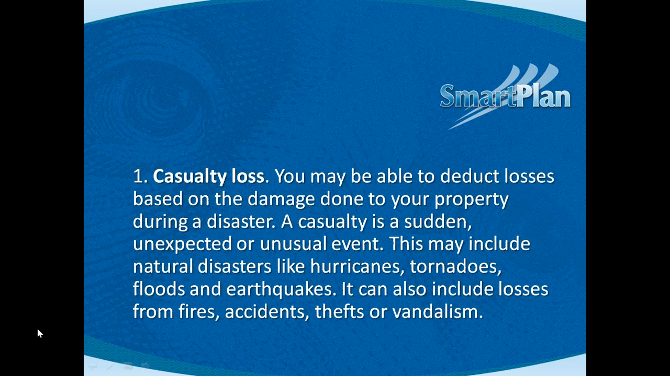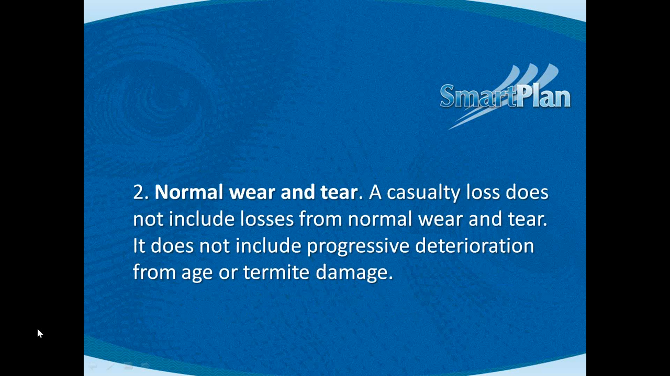Casualty loss is based on the damage done to your property during a disaster. Now, a casualty is a sudden, unexpected, or unusual event. This may include natural disasters like hurricanes, tornadoes, floods, and earthquakes. But it will also include losses from fires, accidents, thefts, or vandalism. In other words, something that happens unexpectedly and quickly. Normal wear and tear is not deductible. Termite damage would be an example, whereas things get old and decay. That's not a casualty loss.